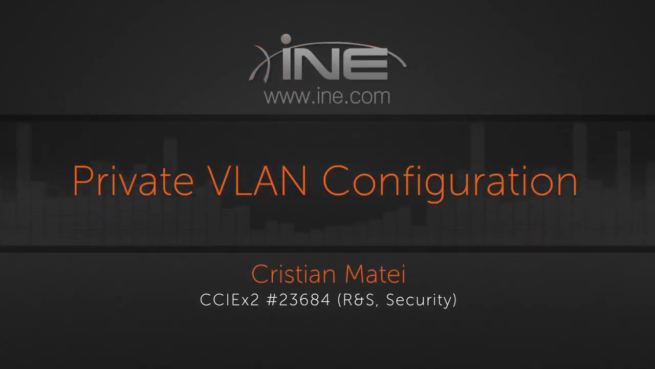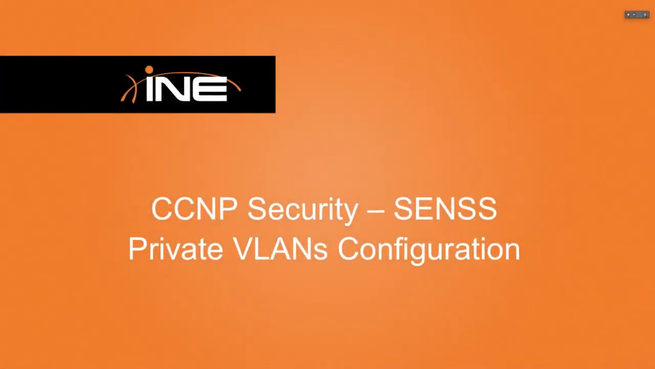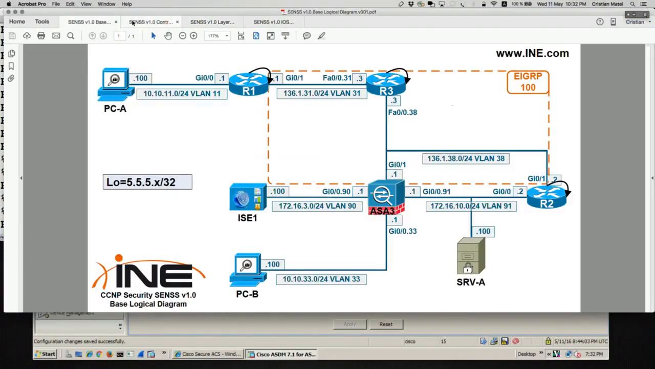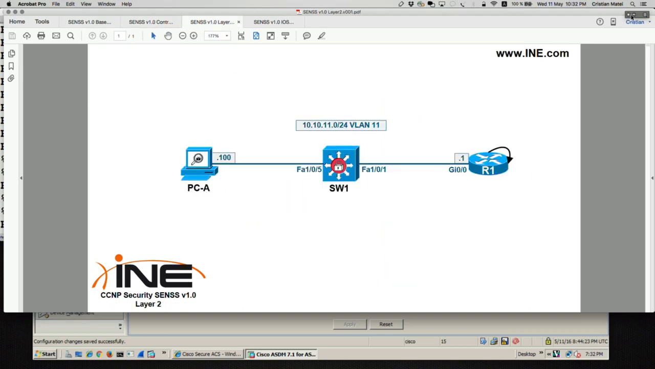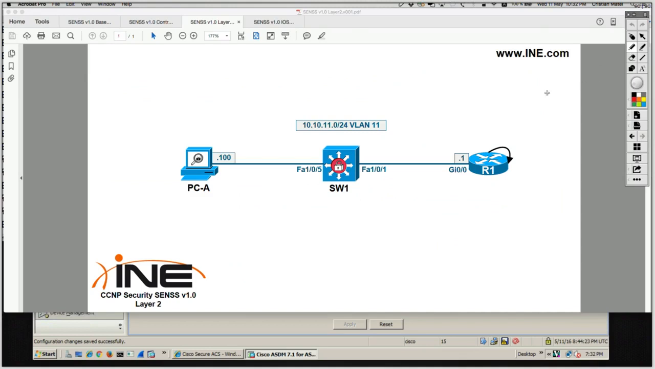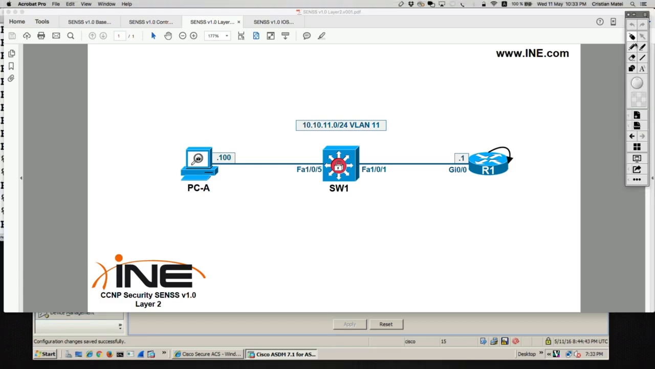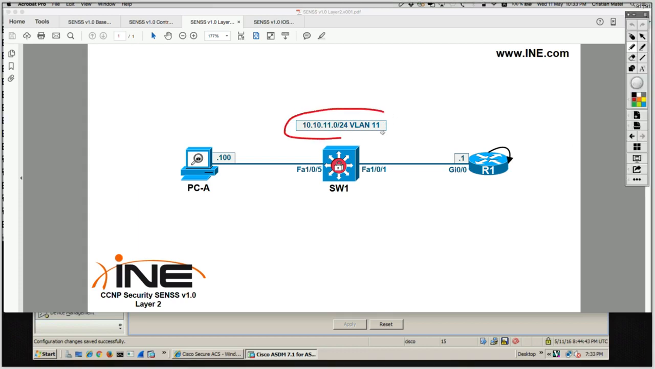Okay, so next let's go to the actual configuration part now. Looking at our diagram, let's see where we can best do this. Okay, I'm going to do it on switch 1. What I'm going to do is the following. So that is VLAN 11. We're going to consider VLAN 11 to be the primary VLAN.